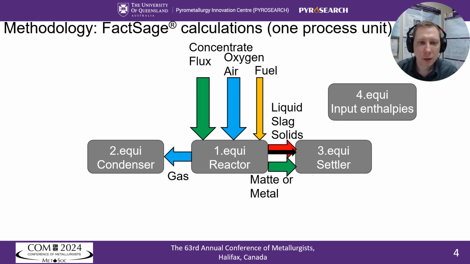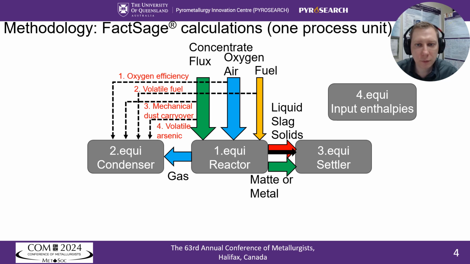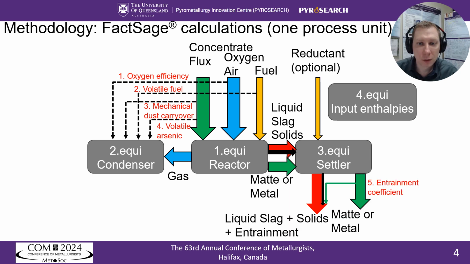Non-thermodynamic factors are introduced to represent inefficiencies in the reactor, or the fact that the portion of input can bypass the reaction zone. The commonly used factors are oxygen efficiency, volatile fuel, and mechanical dust carryover, as well as non-equilibrium evaporation of arsenic. The settling zone can be included in the model if additional reactions are expected there. Entrainment coefficients, which are sometimes called suspension indices, can also be introduced here.